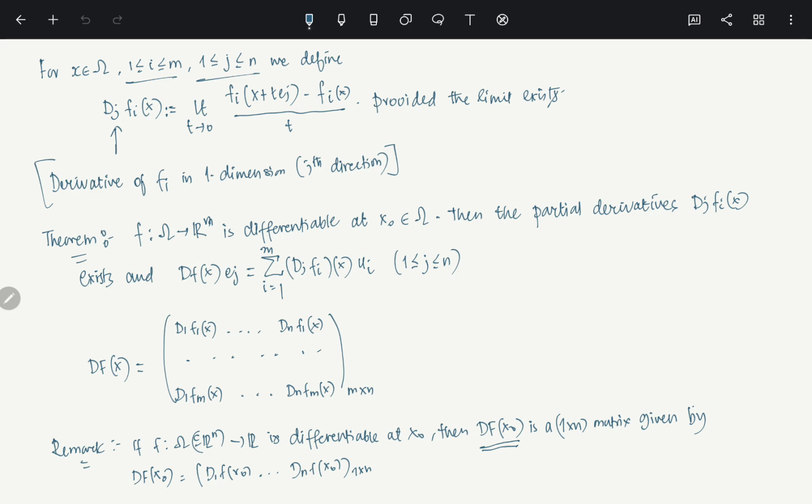Okay, so with this, let me go back to the original theorem here. What is our theorem? It says that f is from omega to Rm, let's say it is differentiable at the point x0. Now we want to characterize what exactly the derivative map looks like. This is a linear transformation. How do you characterize a linear transformation? You just look at how it acts on the basis elements. So it gives you this matrix, df given by this matrix.